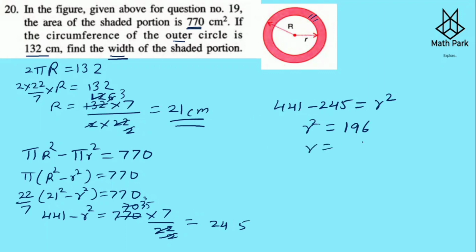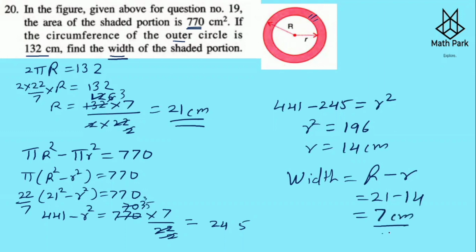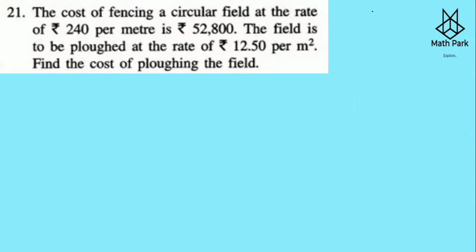So r is equal to root of 196, that is 14 centimeter. So the width of the shaded portion. So width is equal to the radius of the outer circle minus radius of the smaller, that is 21 minus 14, which is 7 centimeter. Got it?